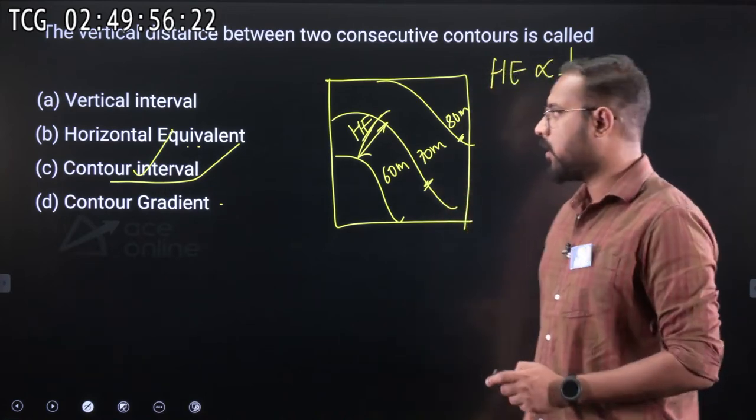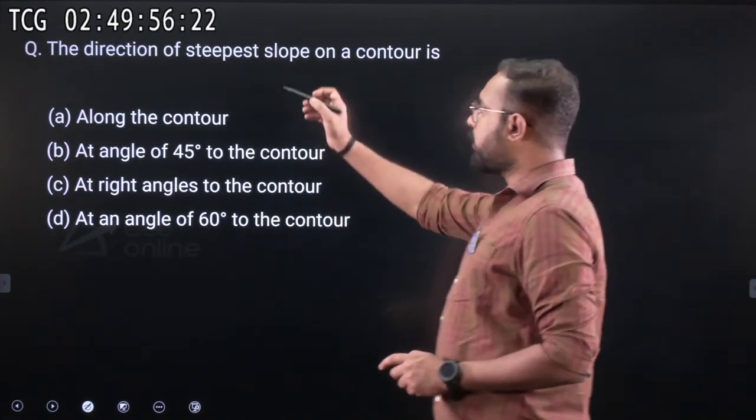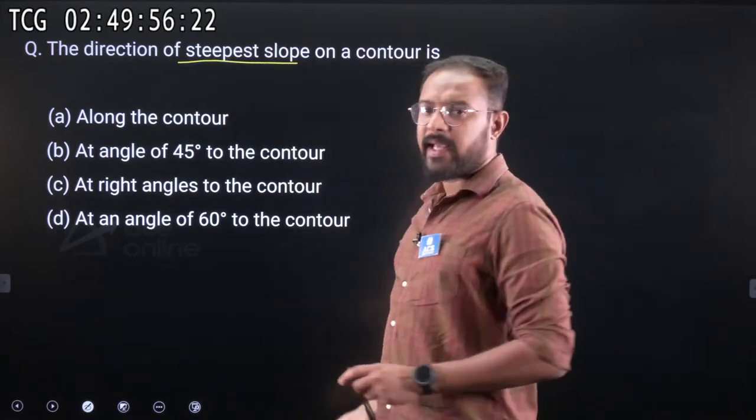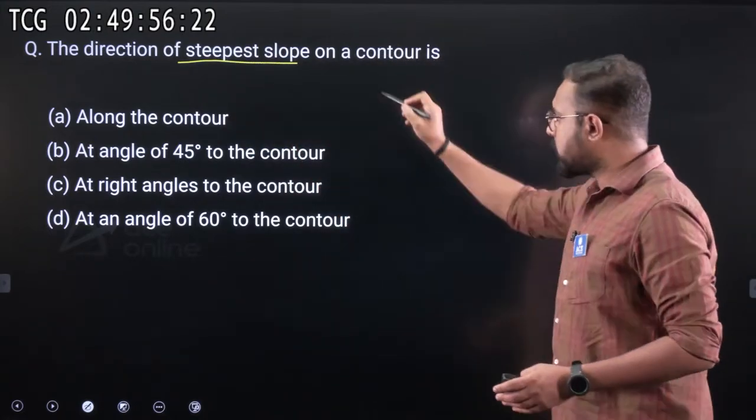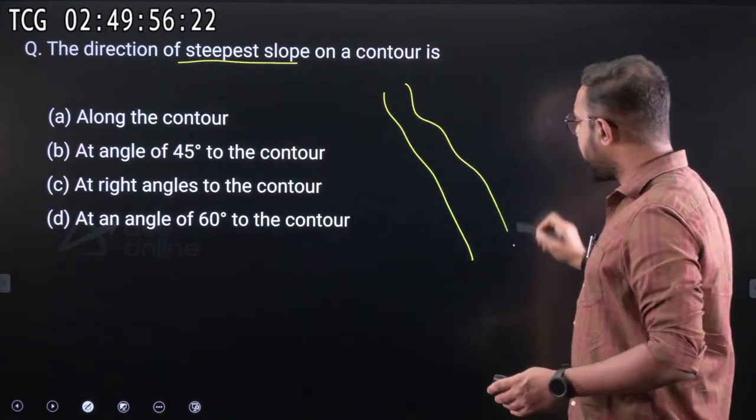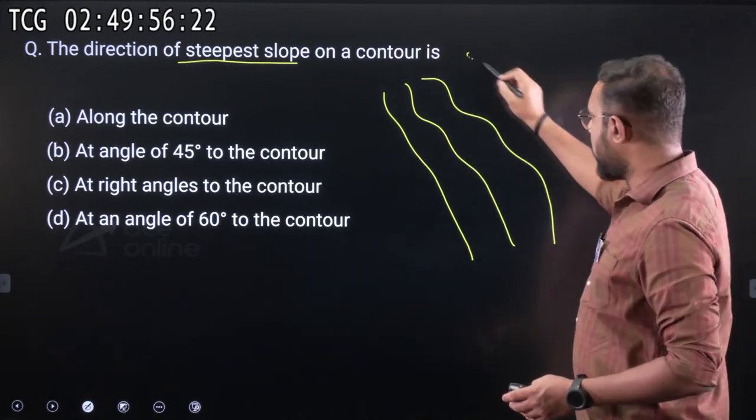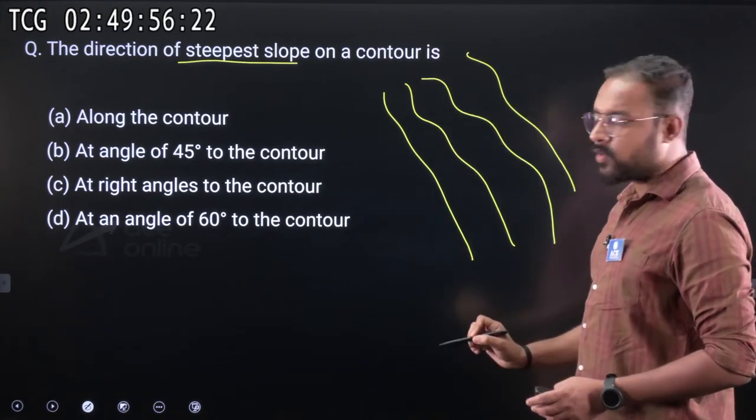Please remember. The direction of steepest slope. So when will I get steepest slope? Steepest slope I will get when I am having the least value of horizontal equivalent. When will I get the least value of horizontal equivalent?